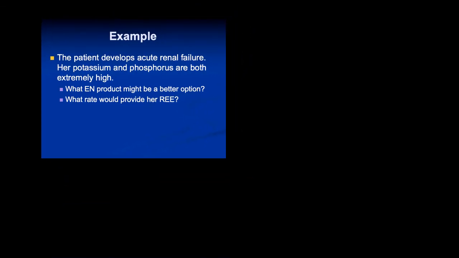Next. The patient develops acute renal failure. Her potassium and phosphorus are both extremely high. What enteral nutrition product might be a better option? This one's not a math question. The answer is just Nepro, because it has a lower density of potassium and phosphorus compared to the other products.